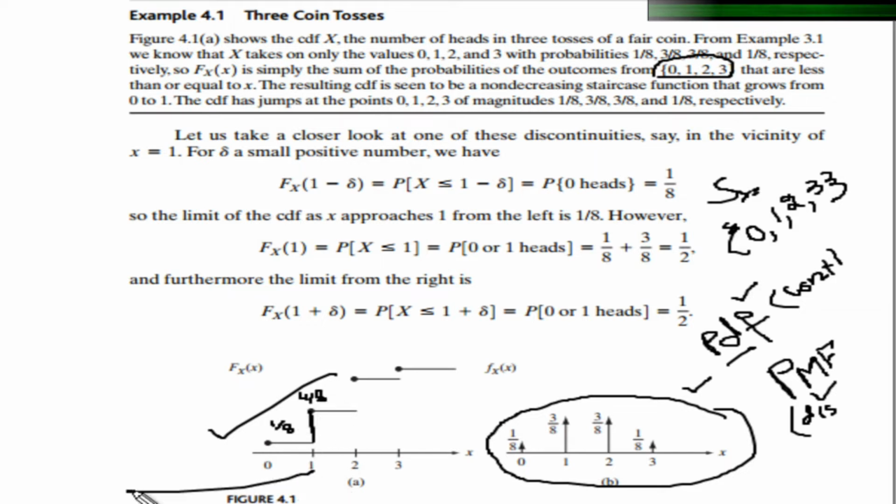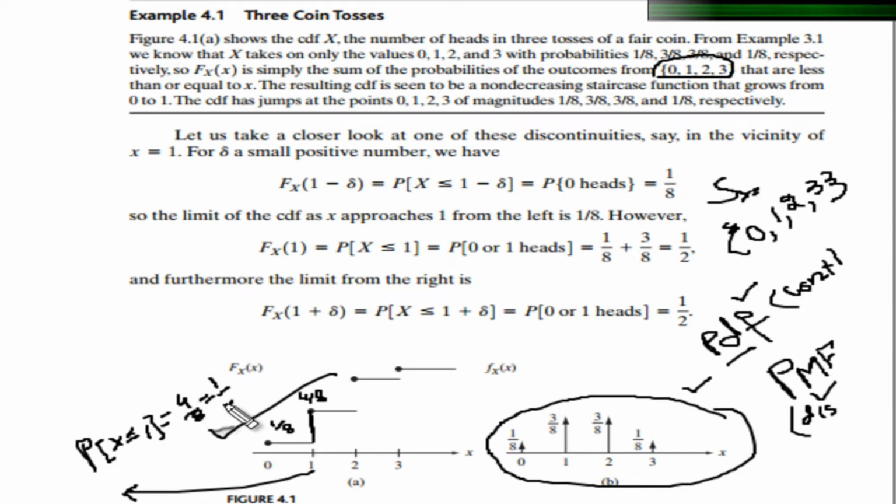Here what will happen? This will be the probability that x is less than or equal to 1. Okay, so what will be the value of this? This will be equal to 4 by 8 as we have added now. This will be 4 by 8, or it will be equal to 1 by 2.